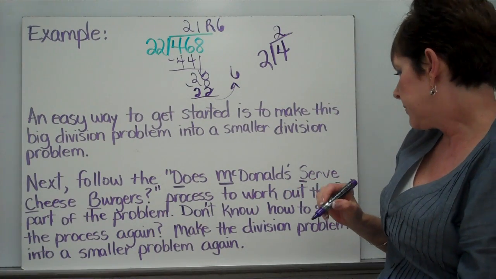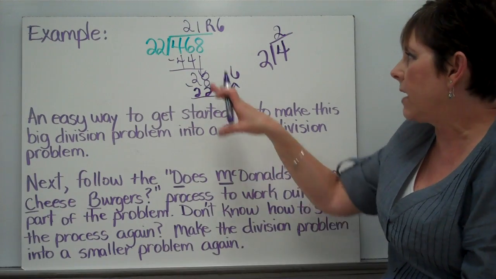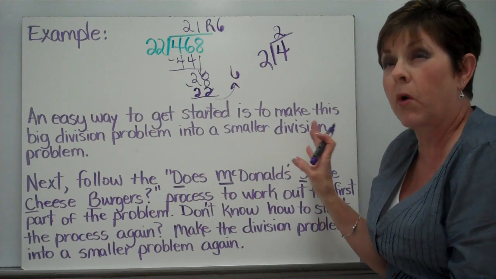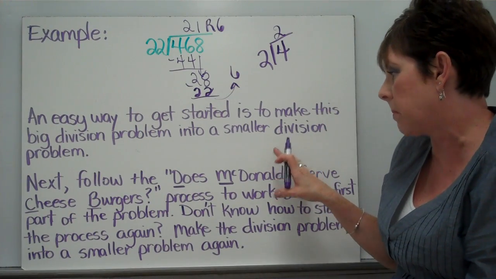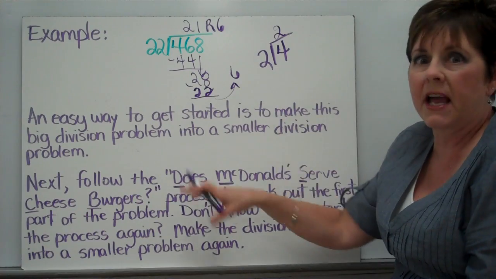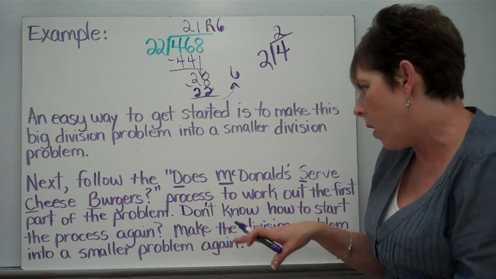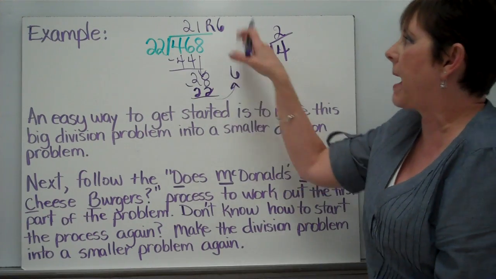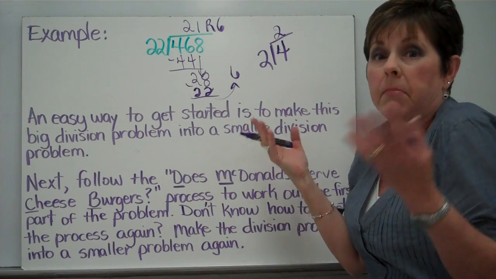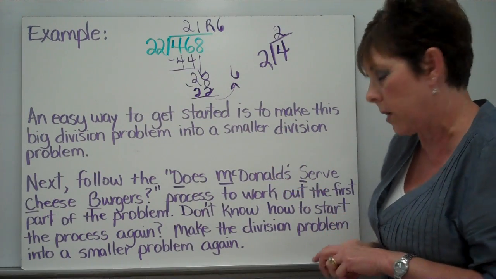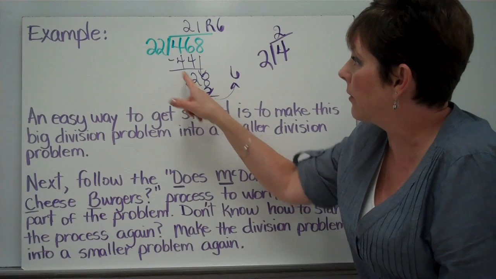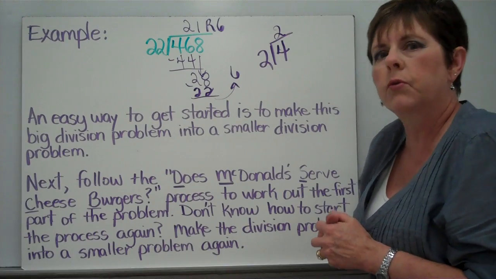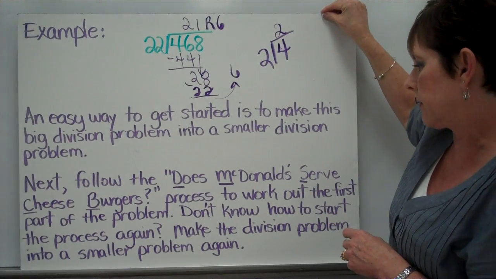All right. So when you're in two-digit division like this, it's a good way to start to make a big division problem into a smaller one. You will follow the same Does McDonald's serve cheeseburgers. What if you don't know how to start over? Well, you start back at the beginning like we did. You can start again by making the big division problem into a little one. We didn't have to do this here because the 22 and the 28 were close enough together that we kind of knew 22 would go into 28 once.